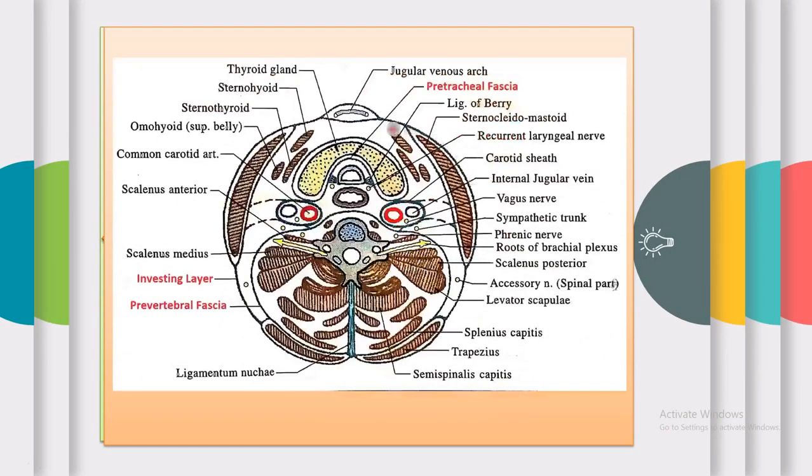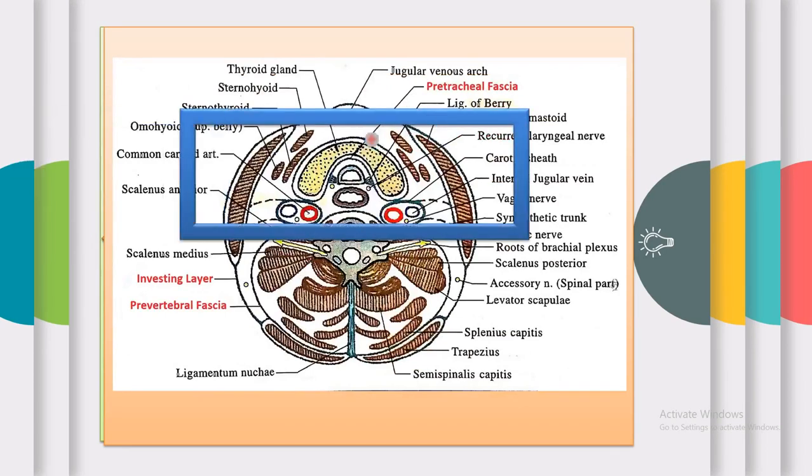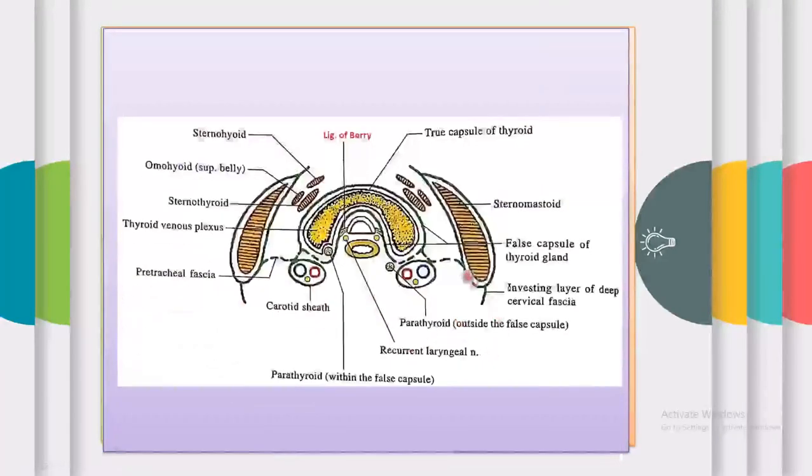This is the cross section of the neck. Before going to discuss the pretracheal fascia, I want to focus on the small anterior portion of the diagram. In this diagram, the pretracheal layer of deep cervical fascia arises from the investing layer of deep cervical fascia under cover of the sternocleidomastoid muscle.